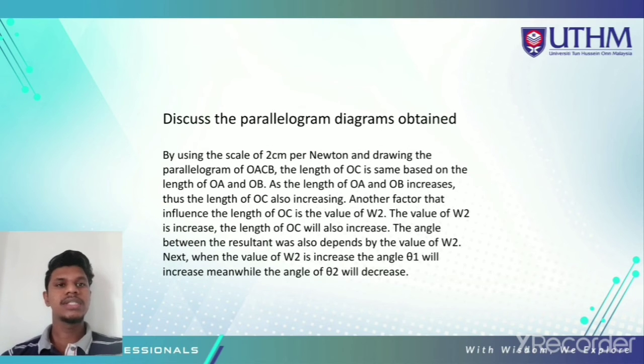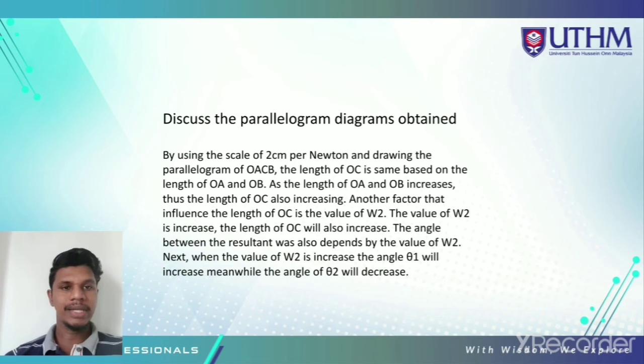The next question is to discuss the parallelogram diagram obtained. By using a scale of 2 cm per Newton and drawing the parallelogram OACB, the length of OC is based on the lengths of OA and OB. As the lengths of OA and OB increase, the length of OC also increases. Another factor that influences the length of OC is the value of weight 2. As the value of weight 2 increases, the length of OC will also increase.